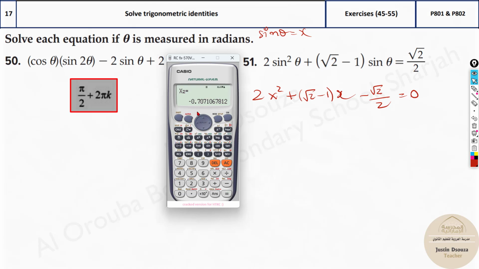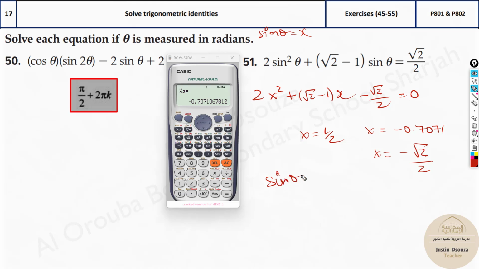This is also one and the same answer. I just forgot the answers. X was 1 or half. Let me just double check it. It is half and negative root 2 by 2. X is half. And I'll write this: x is negative 0.7071. I know this is negative root 2 by 2 itself. But now I will tell you how, even if you write this, you can get the correct answer itself. This is all sine theta.